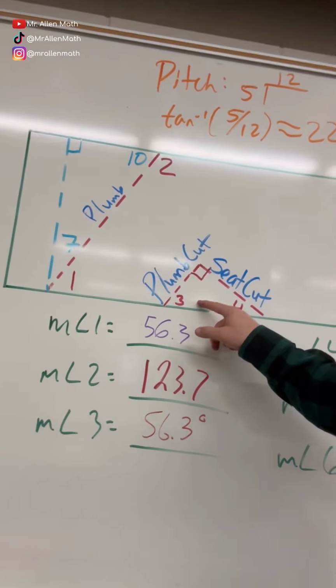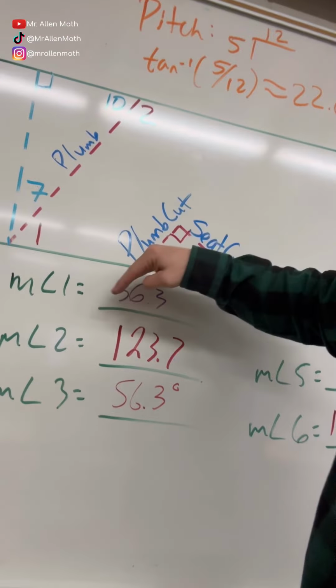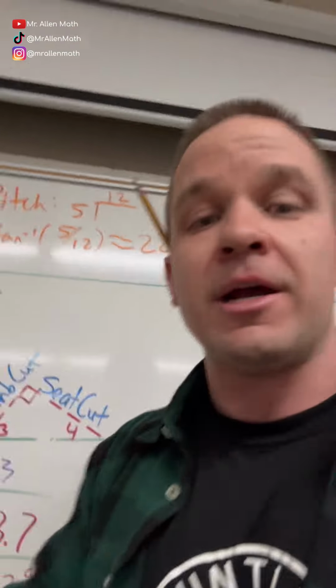Then we got like 1 and 3 here. Those are corresponding angles because we got the 2 parallel plumb cuts and now the edge of the board is my transversal. So they get to see all those different angle relationships in a physical way with something that they actually have laid out, cut, all that good stuff.